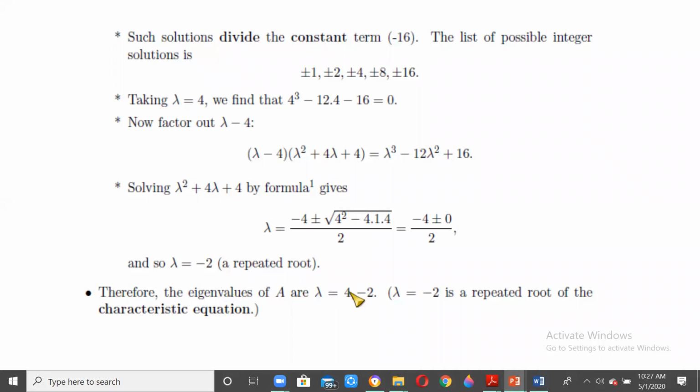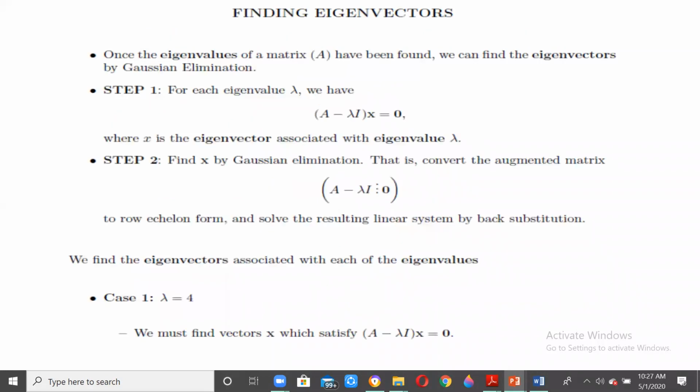Therefore, the eigenvalues of A are lambda equal to 4 and minus 2. So two values, 4 from here and minus 2 from here. Lambda equal to minus 2 is a repeated root of the characteristic equation. Lambda cube minus 12 lambda minus 16 equal to 0 is known as the characteristic equation. The eigenvalues themselves are known as characteristic values, and eigenvectors are also known as characteristic vectors.